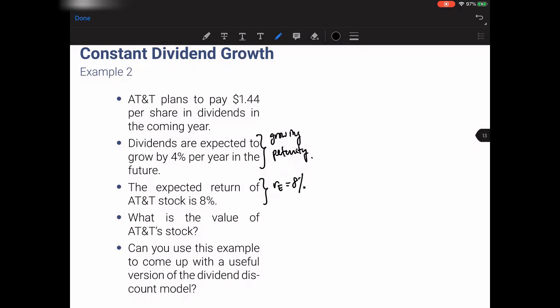And the question I ask you is, what is the value of the AT&T stock? And can we use this example to come up with a useful version of the dividend discount model? And yes, we will come up with a useful version by reformulating the dividend discount model with a growing perpetuity. Okay, and so it becomes easier to think about how to model the firm when we give ourselves a more structured parameter. Okay, so let's think about how to first solve this problem.